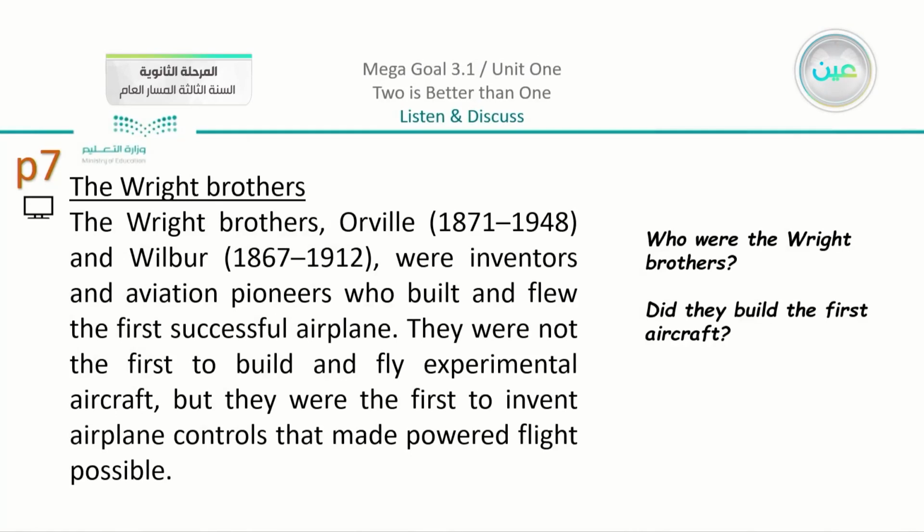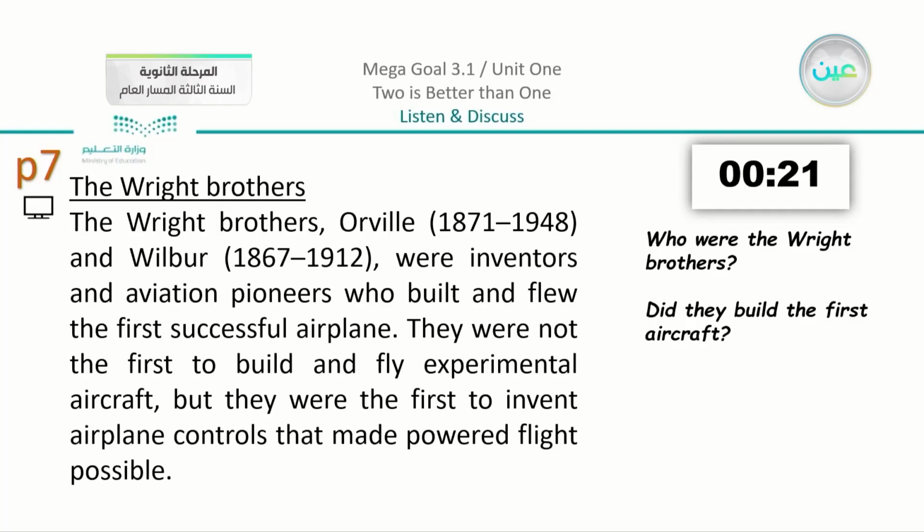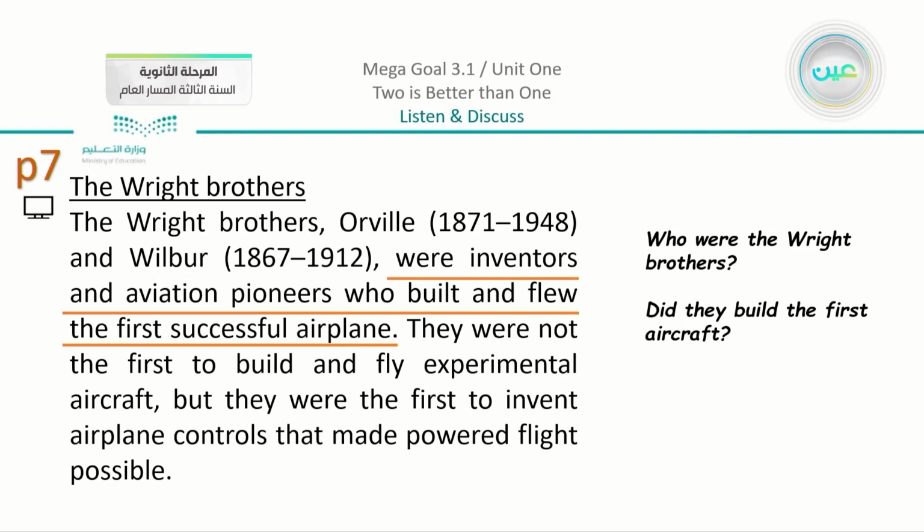Now we have the second story, which is about the Wright brothers, on page number 7. So we have the same thing. We have two questions. Who were the Wright brothers, and did they build the first aircraft? Just to note that you have a yes/no question here. So, who were the Wright brothers? They were inventors and aviation pioneers who built and flew the first successful airplane.